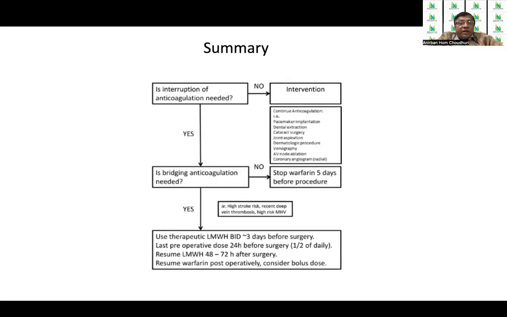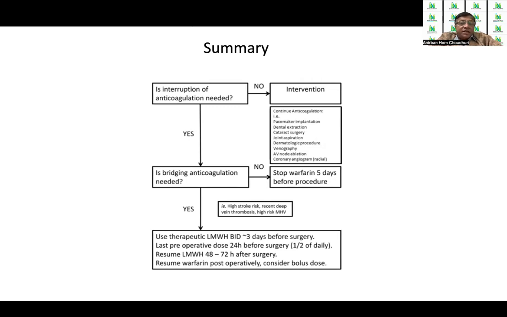To summarize, the first question that needs to be asked in all such patients is whether interruption of anticoagulation is needed. The answer may be no, in which case the intervention would continue the anticoagulation, such as pacemaker implantation, dental extraction, cataract surgery, and dermal skin procedures. Or the answer may be yes. If yes, then the next question is whether bridging anticoagulation is needed. If the answer is no, then stop warfarin 5 days before the procedure.